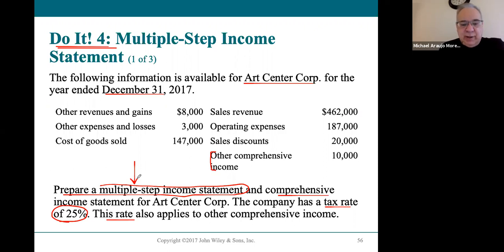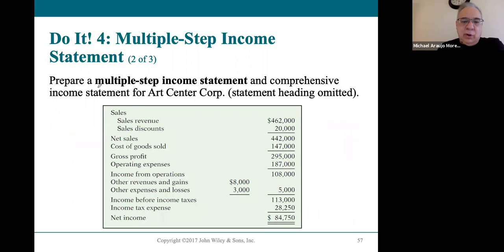And multi-step income statements start with net sales. So how do you get net sales? You take your sales revenue, subtract out your sales discounts in this case, because there's no sales returns and allowances. So that's going to be your net sales. That's the first step, net sales. You subtract out your cost of goods sold, and that gives you a gross profit. From the gross profit, you subtract out all your operating expenses. That gives you your income from operations, or your profit from operating the business. Then you add all your other stuff. So you'll add other revenue, you'll subtract out other expenses. That gives you your total amount of income or profit before the tax. Take 25% of that as your tax expense. The difference is net income. This is what it would look like.